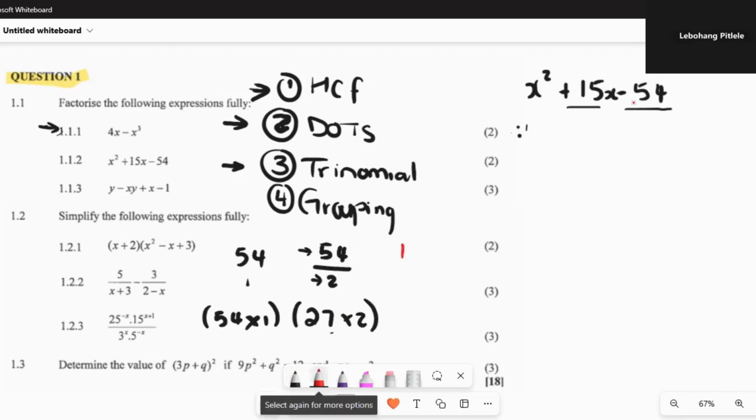Let's just write it here. We should get plus 15 when we add or subtract.